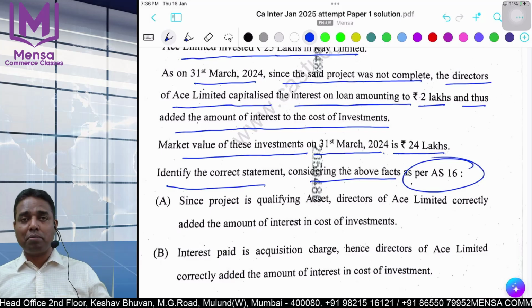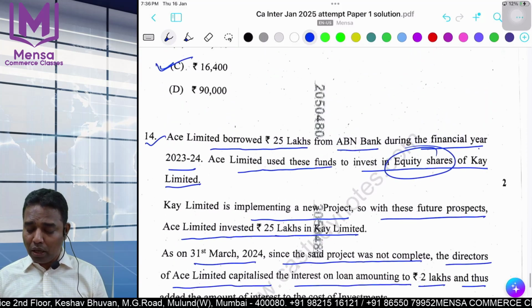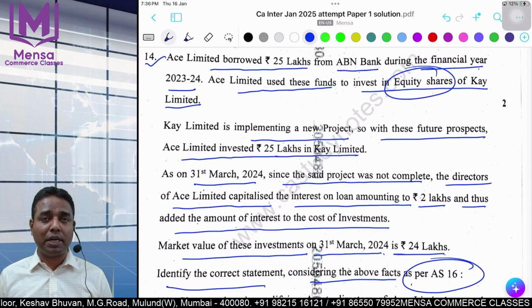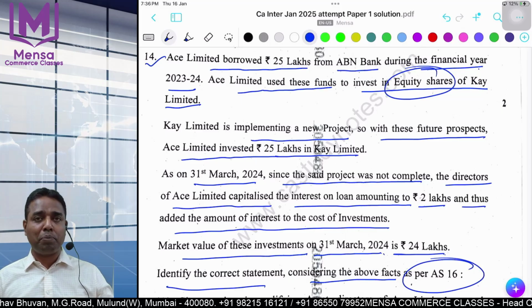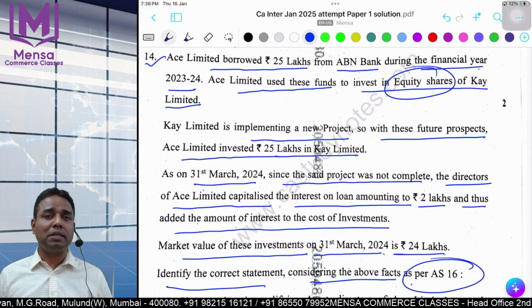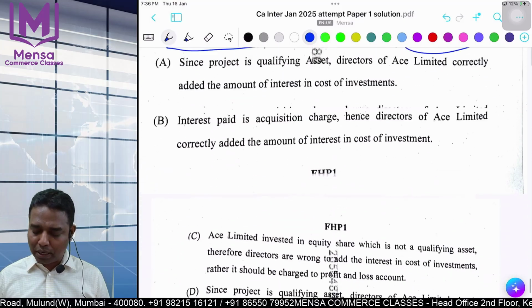If you see, remember borrowing cost is the interest on the loan. Is the loan taken for investment in equity shares allowed? It's not allowed, because when you're taking a loan and purchasing an investment, that asset is ready to use immediately. Obviously, the interest on that is not allowed. So let's see the options and mark it.